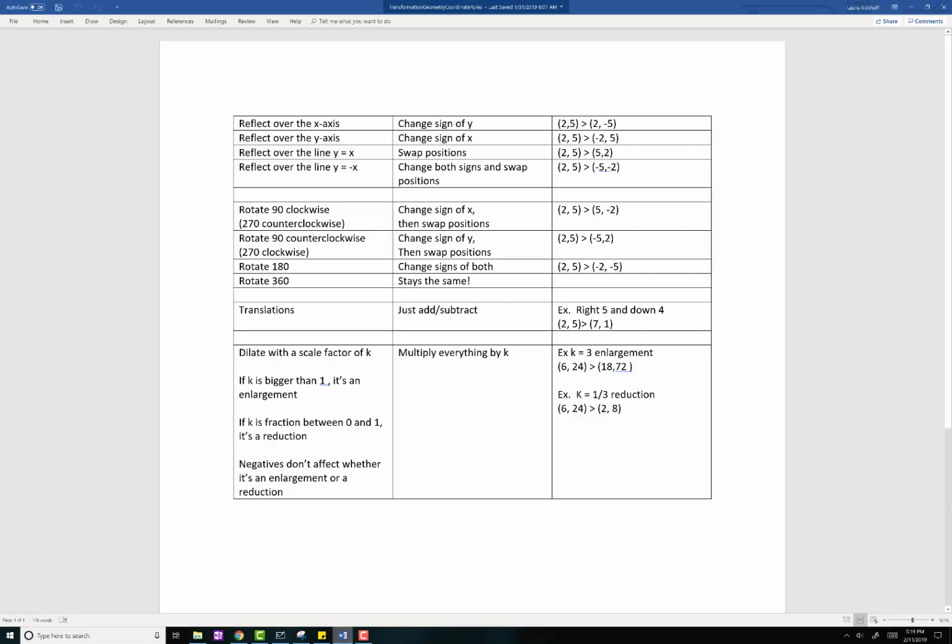And we can see that on this sheet as well. So, pen stopped working. If you rotate 180 degrees around the origin, you can change the sign of both. So (2, 5) would become (-2, -5), for example. And in general, (x, y) would become (-x, -y). And that's that.